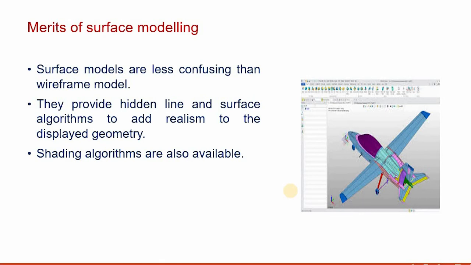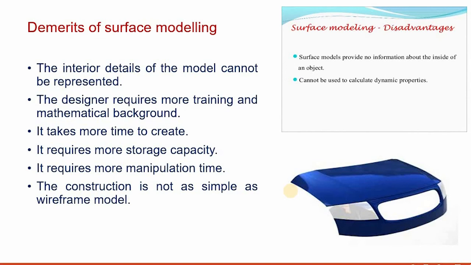Shading algorithms are also available for surface modeling. Some demerits of surface modeling are as follows. The surface modeling also has some disadvantages, such as the interior detail of the model cannot be represented. In surface modeling, the interior details of the object or model are very difficult to represent. We cannot project on the interior surface of the model.